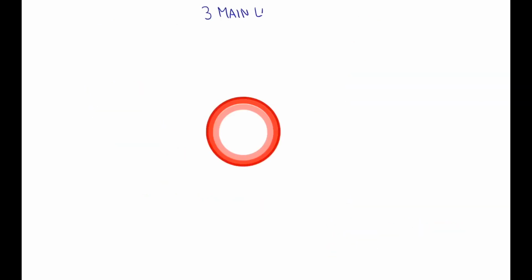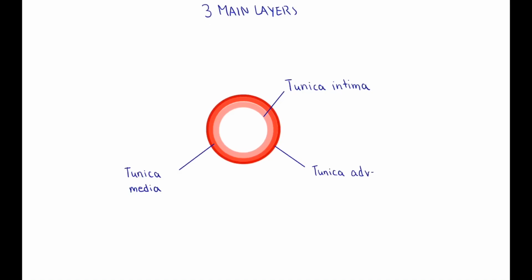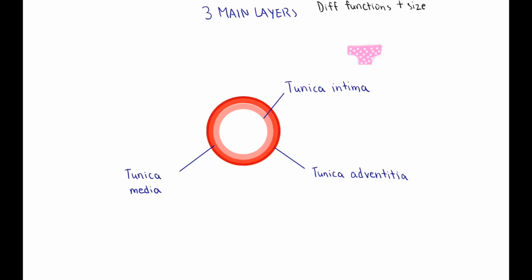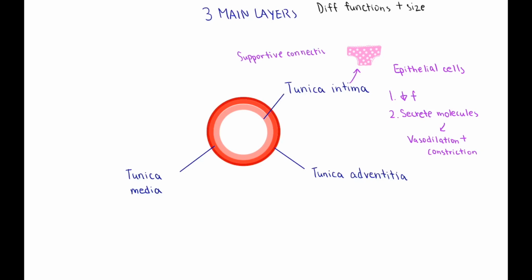Blood vessels have three main layers: the tunica intima, tunica media, and tunica adventitia. These layers all have different functions and their size depends on the vessels of which they compose. Starting from the lumen, we have the tunica intima. This layer is formed from epithelial cells, which aid in reducing friction and secrete molecules that allow vasodilation and constriction to occur. They are supported by connective tissue, collagen, and a basement membrane.